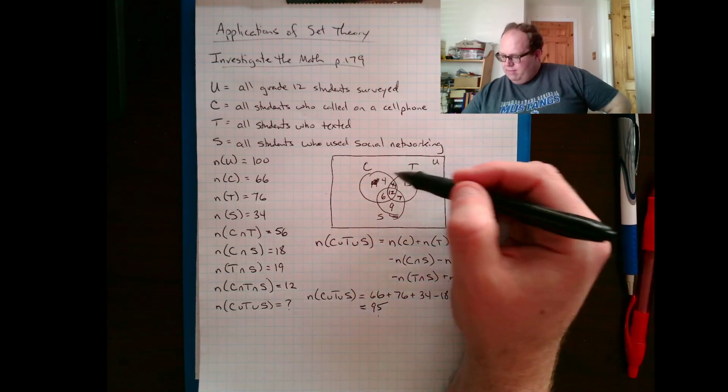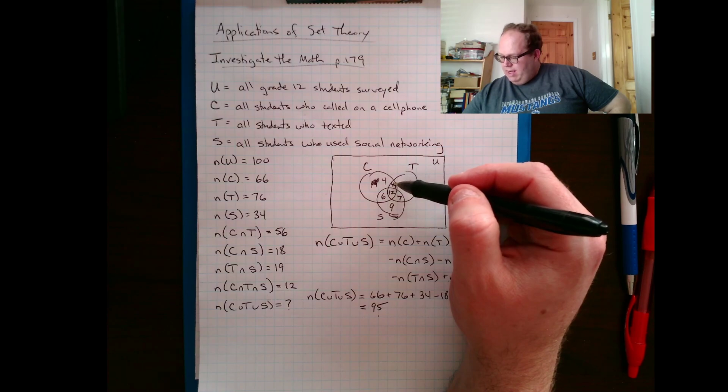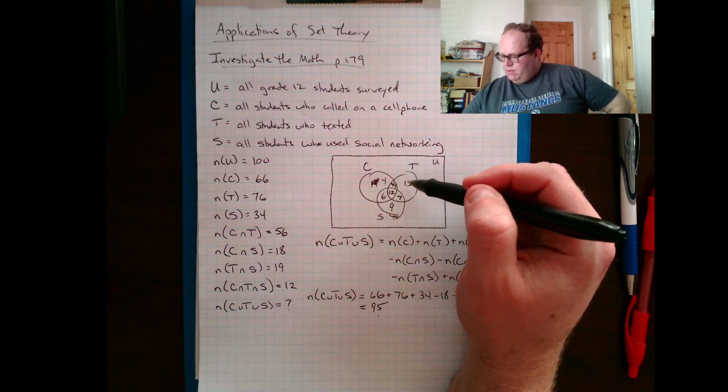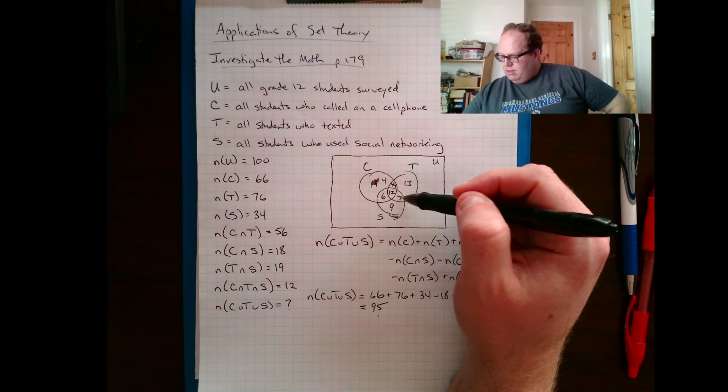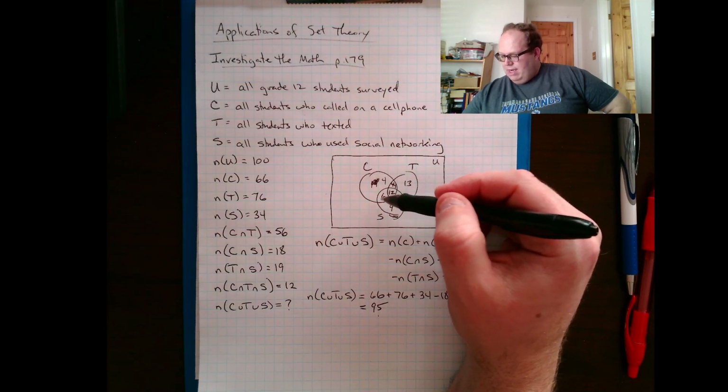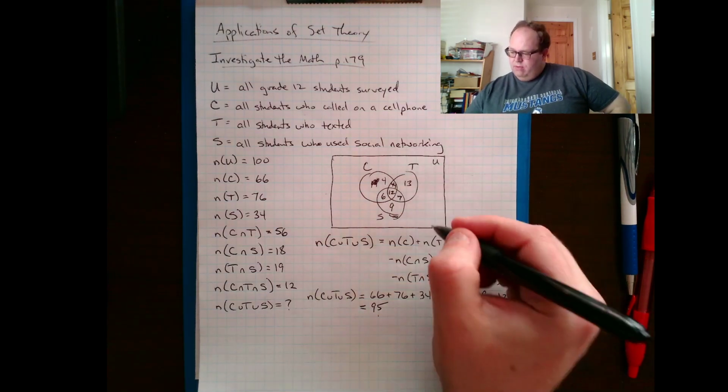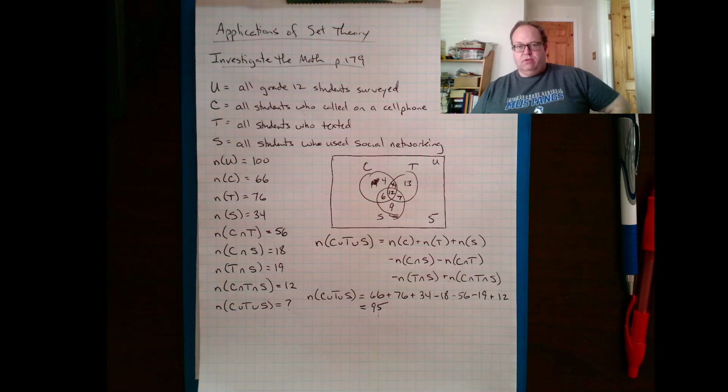Let me start adding again. 4 plus 44 is 48, plus the 12 is 60, plus the 13 is 73, plus the 7 is 80, plus the 9 is 89, plus the 6 is 95. Which leaves, by the way, 5 left over who don't do either.